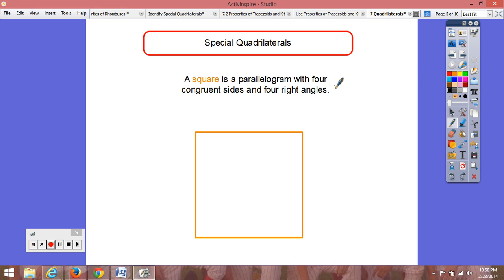Now, a square is a parallelogram with four congruent sides and four right angles. So we're going to mark this. These two sides are parallel, and these two sides are parallel, and we have four congruent sides and four right angles.